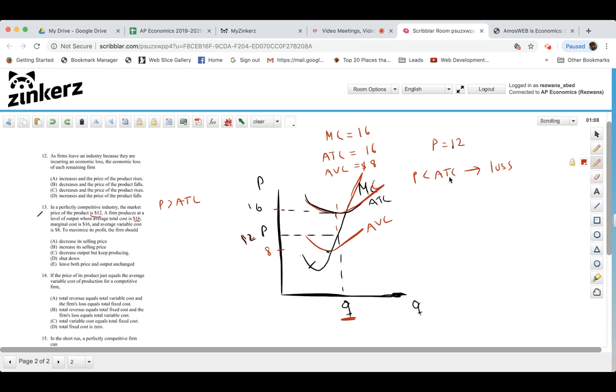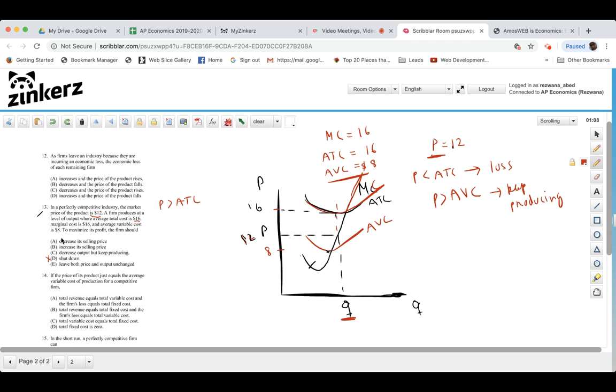Okay, so is the price greater or less? Above. Yes, so if the price is greater than the average variable cost, what should you do? Yeah, you should keep producing. So now it's not the answer. Exactly, D. So you can definitely eliminate D.